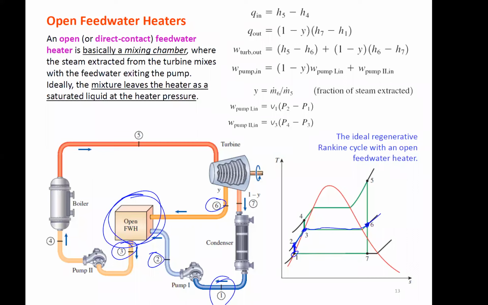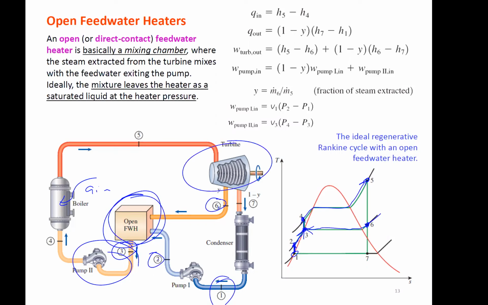And 6 is mixing with 2 to give us 3, right? 3 is the inlet to the pump, so it has a quality of 0. So 2 is going to 3, and 6 is going to 2 because they're mixing together. Now we go through another pump right here and add pressure isentropically up to the highest pressure. And now we go through our boiler where we're adding heat, going from left to right, all the way to the superheated region.